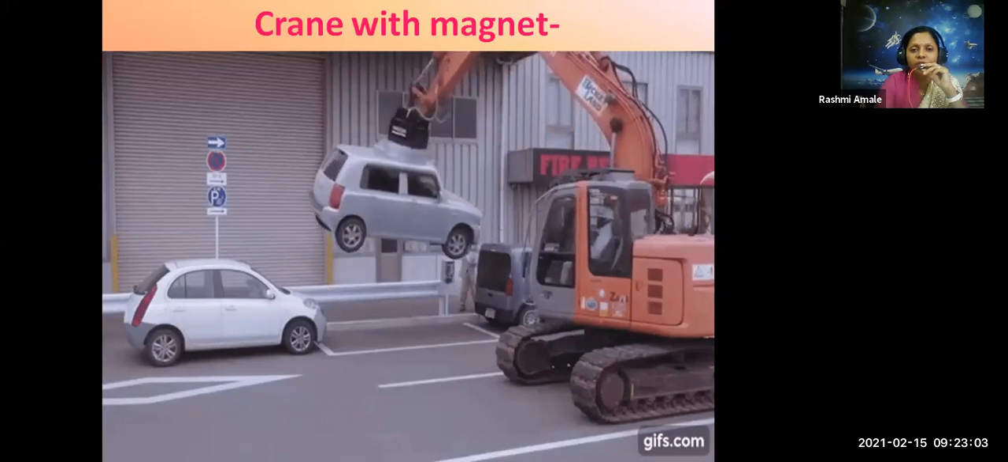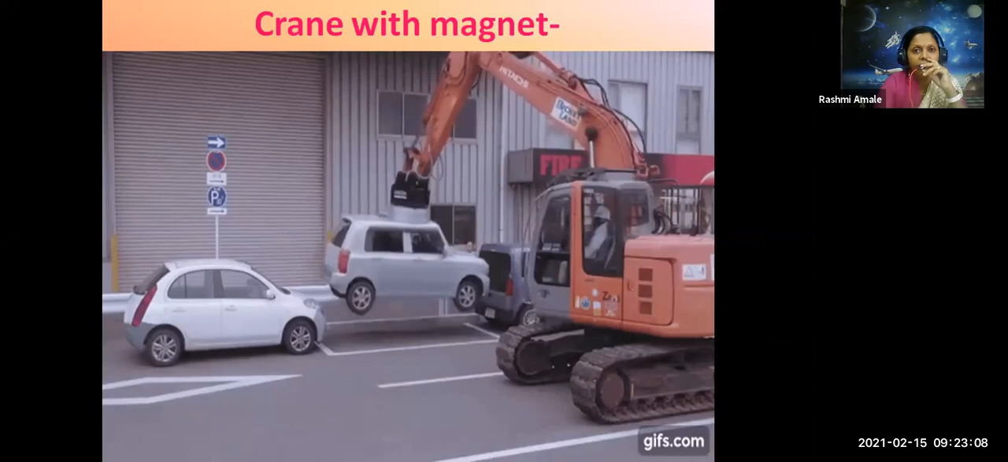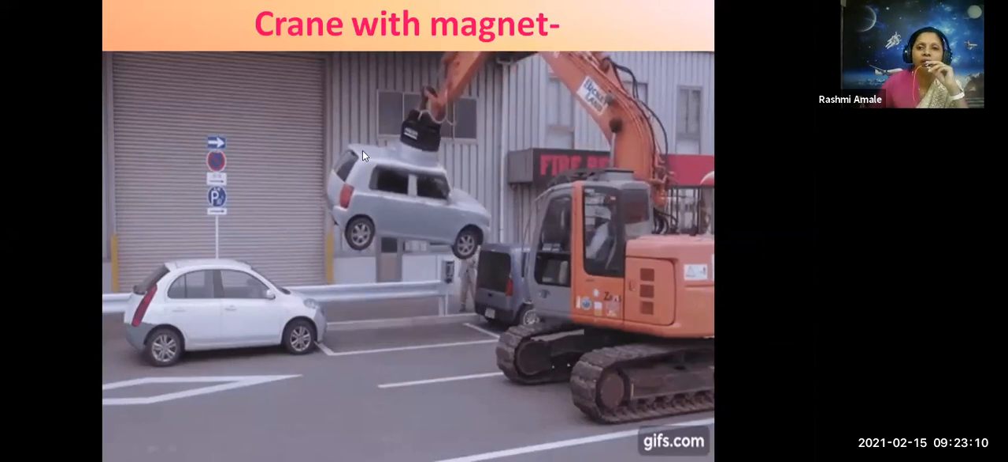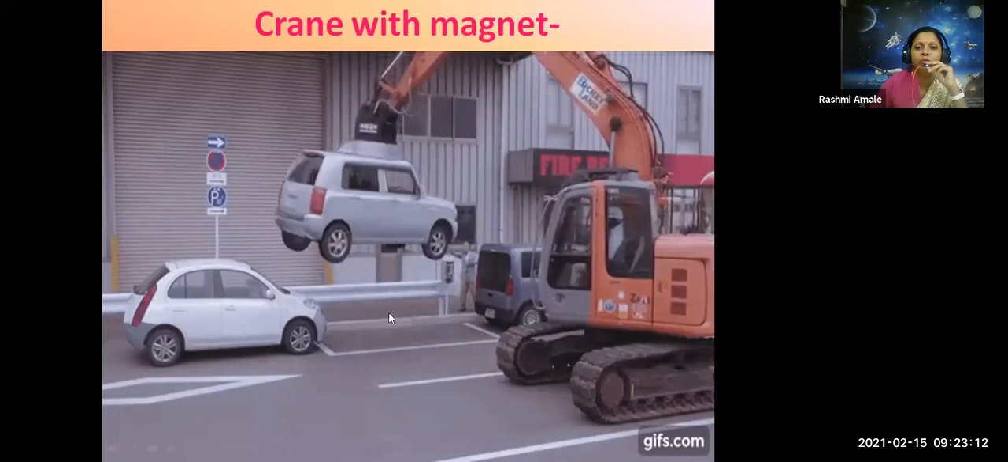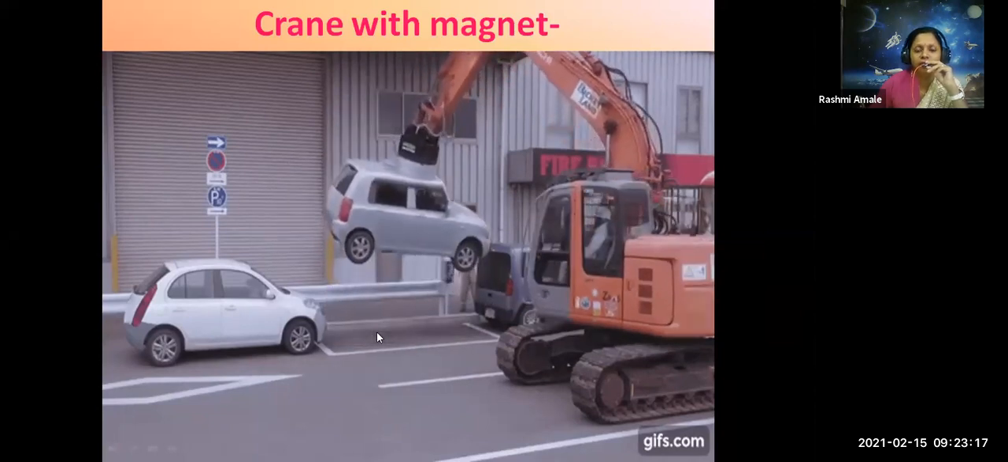So such kind of cranes are used in the factories to lift big objects. These cranes consist of magnets. So they are able to lift the magnetic materials, big objects which are magnetic.